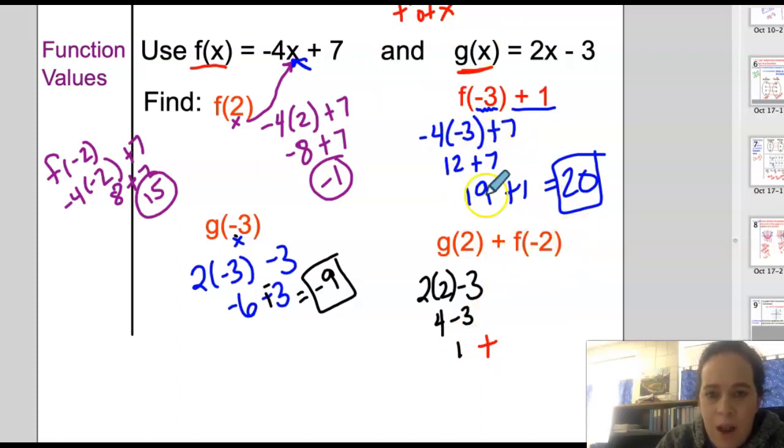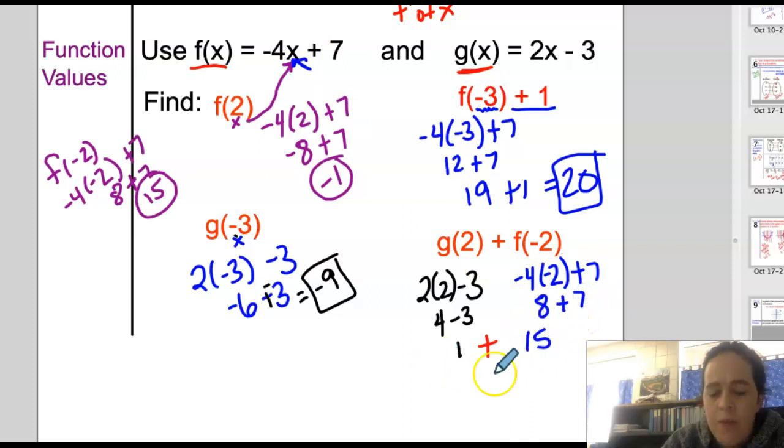And over here, I need to do the f of negative 2. So I need to go to my f equation over here and put the negative 2 into that x. So negative 4 times negative 2 plus 7, right? So we have to put it in the whole equation. Negative 4 times that negative 2 plus that 7. Negative times a negative makes a positive 8. And 8 plus 7 gives me 15. So then my final answer, if I add the two values together at the end, I get 16.